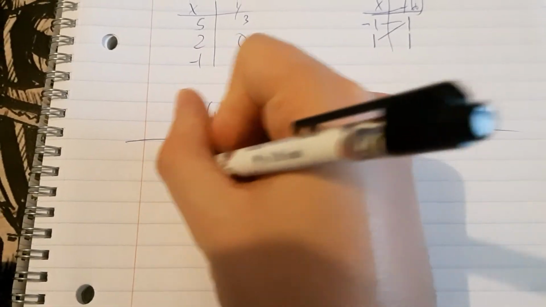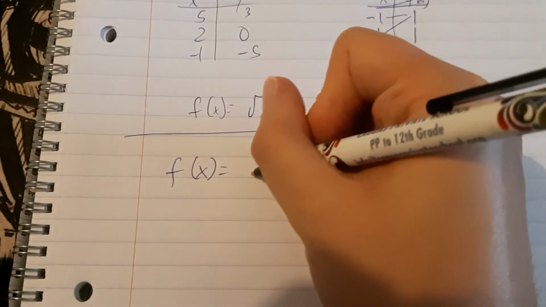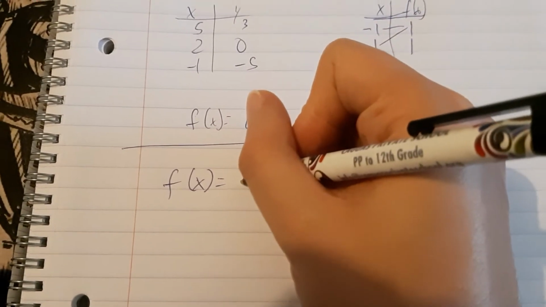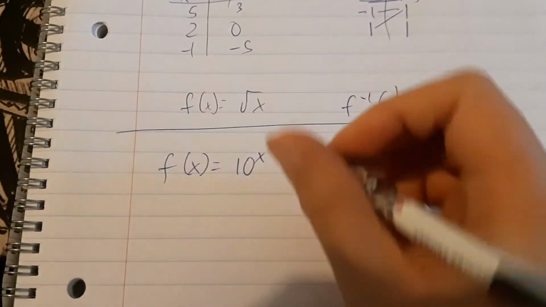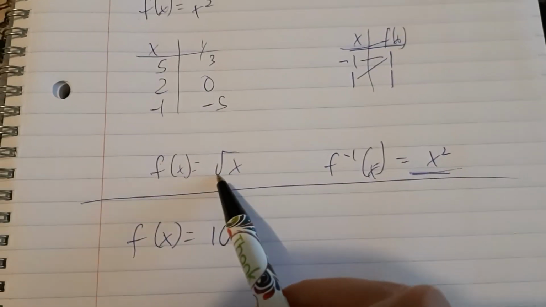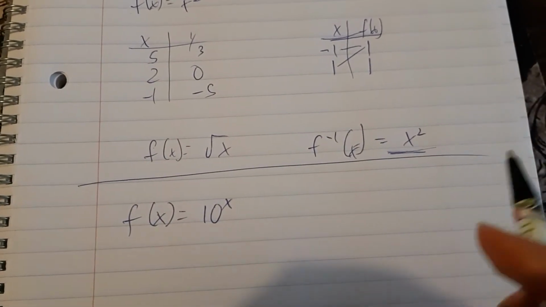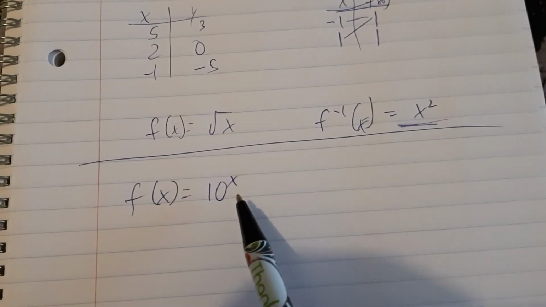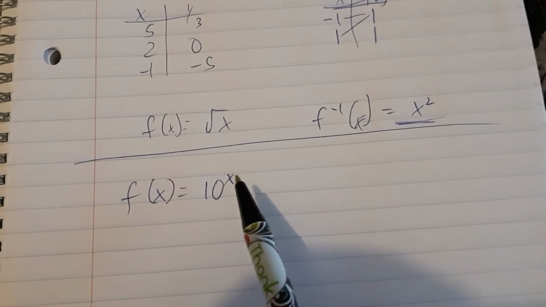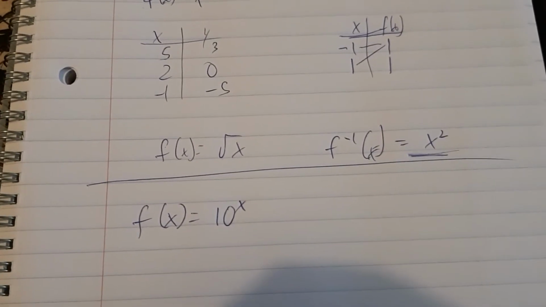So let's say, you know what, let's go straight to the example. No more dilly-dallying. Let's say we have f of x is equal to, let's say a number, 10 to the power of x. Okay, so we already know that if we have the square root, we just square it and we have the opposite. But what is the opposite function of 10 to the power of x? How do we find that value of x? How do we solve for it?